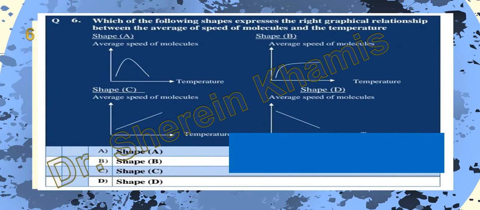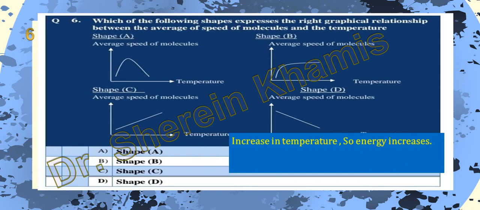Okay, I think the questions on graphs are one of the very important questions that we have. Which of the following shapes expresses the right graphical relationship between the average speed of the molecules and the temperature? We want to know the speed of molecules. What is the relation between the speed of molecules and temperature? By increasing temperature, there is a direct relation with the speed of molecules. With increasing temperature, the molecules' speed or motion increases, so it's a direct relation between them.